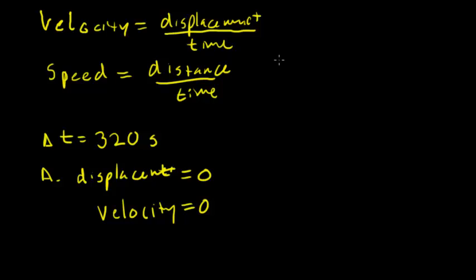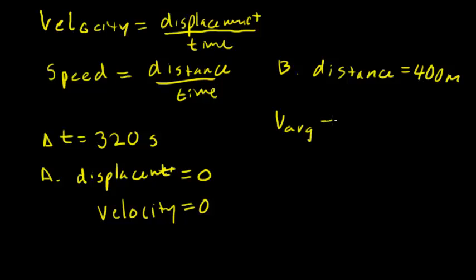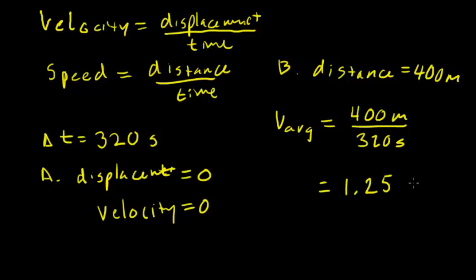In part B, though, your distance traveled is not 0. In part B, the distance that you traveled is the distance that you walked around the track. So the distance that you covered, because it's a 400-meter track, is 400 meters. And the average speed, I'll use v here for speed, the average speed is going to be given by 400 meters, the distance, divided by the time, which is 320 seconds. Or 400 divided by 320 is going to be 1.25, and the answer should come out in meters per second.